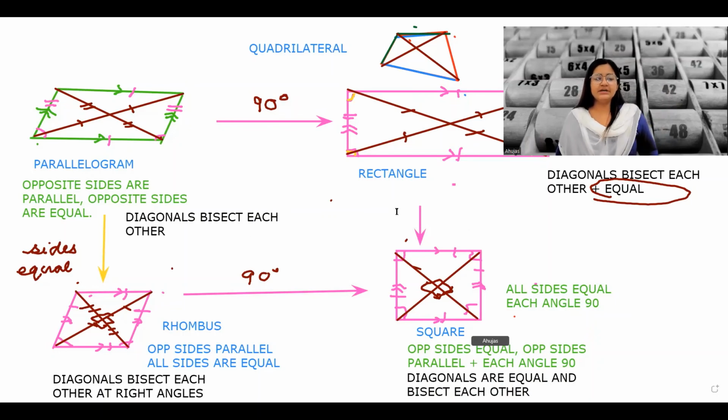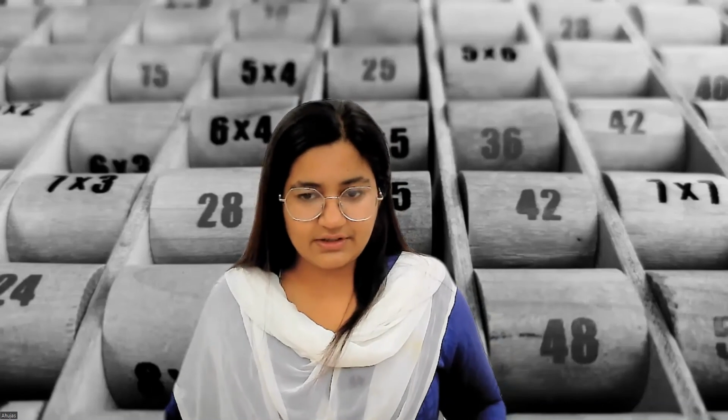What we have done: we have made a parallelogram into a rectangle by making its angle 90 degrees, and a parallelogram into a rhombus by making its sides equal. We have made a rhombus into a square by making its angle 90 degrees, and a rectangle into a square by making its sides equal, right? So these are the four main types of quadrilateral: parallelogram, rectangle, rhombus, and square. Okay, let's revise them quickly within 1 minute, what we have done so far.